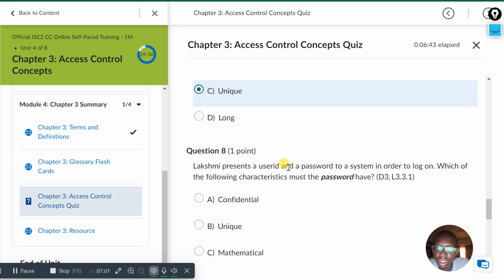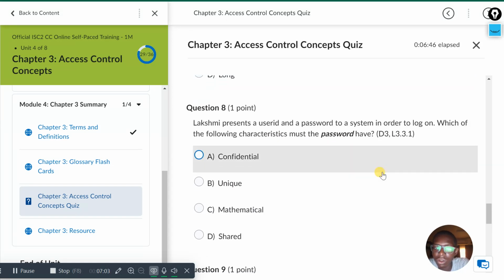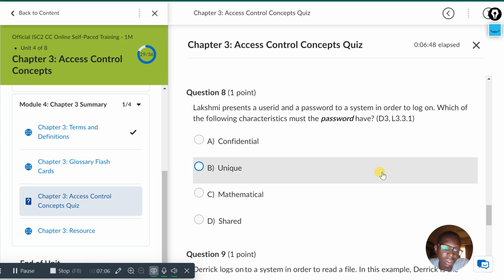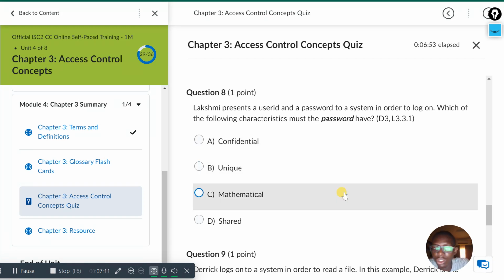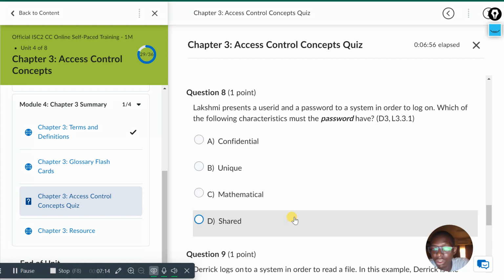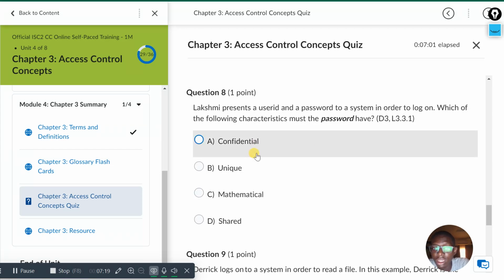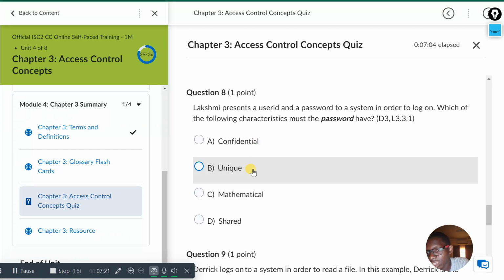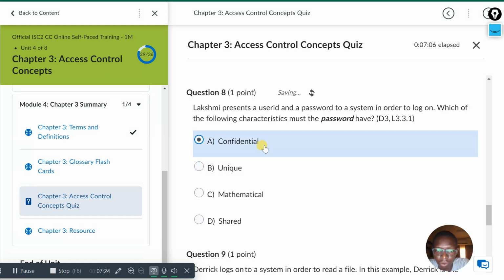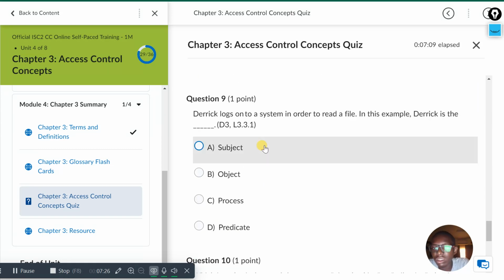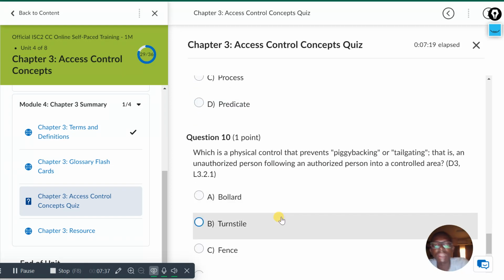And question 8, Lakshmi presents a user ID and a password to a system in order to log on. Which of the following characteristics must the password have? Should it be unique? Should it be confidential? Should it be mathematical? Should it be shared? The password should not be shared, first of all. Neither should it be mathematical, unless she wants to be like that. Should it be unique? It doesn't have to be extremely unique, but it needs to be confidential. Derek logs on to a system in order to read a file. In this example, Derek is logged on into the PC, right? So he wants to read a file, meaning he is the subject, the file is the object.